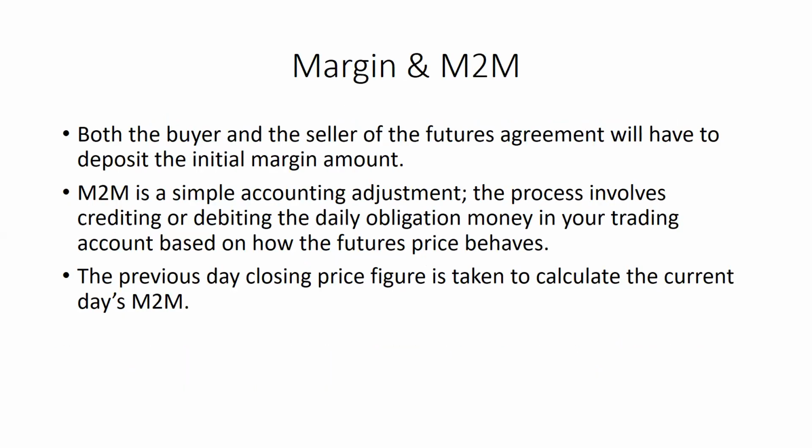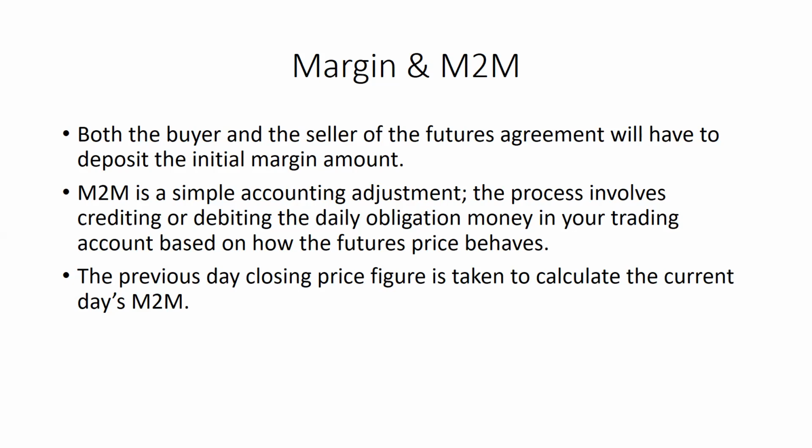Both the buyer and the seller of the futures agreement have to deposit the initial margin amount. In case of options, the buyer gives the premium, and after that he does not give any other margin. But in case of futures, if the margin gets reduced after the M2M losses, then they again have to push money into the account, both the buyer and the seller.